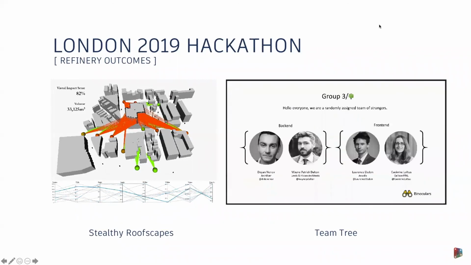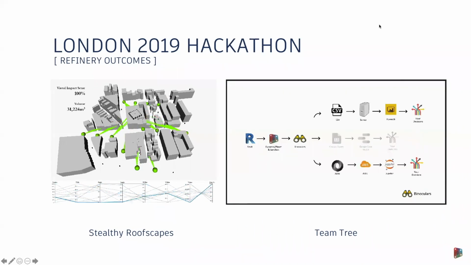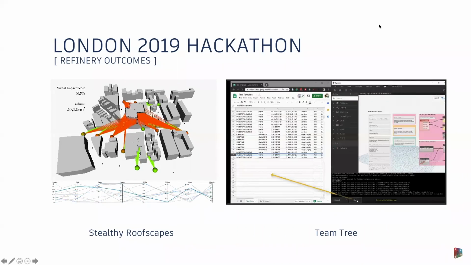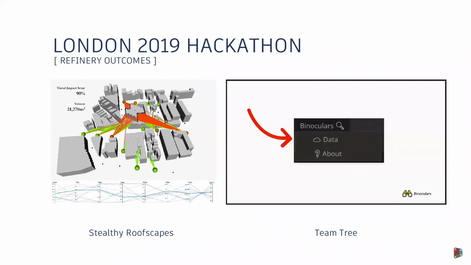We have the ability to have a visual impact score, which has to be lower because you want to see less of the building, but then you want to have the biggest volume possible to build, otherwise it's not necessarily viable or profitable to do so.